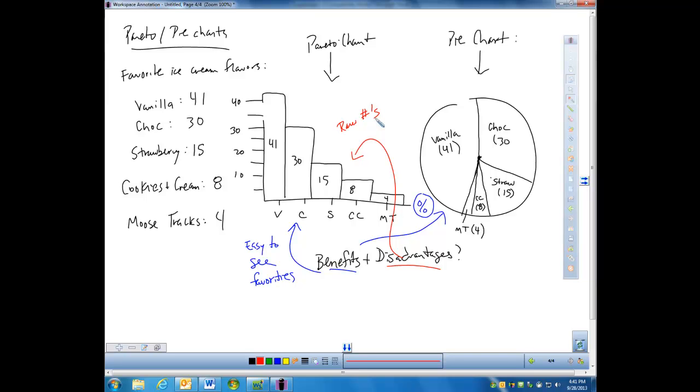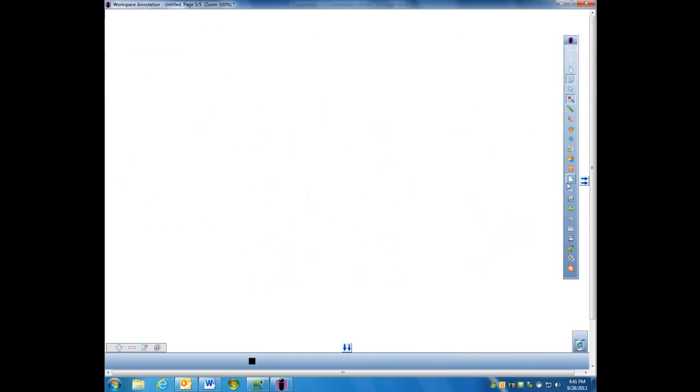I'm not sure about disadvantages for pie charts. I think maybe just ease of doing it might be a little bit of a disadvantage. Sometimes people have a hard time building all those pieces, the right percentages, the right size chunks, pieces of pie, if you will.